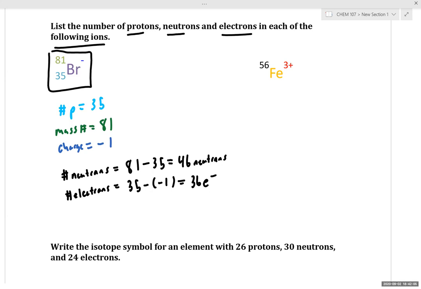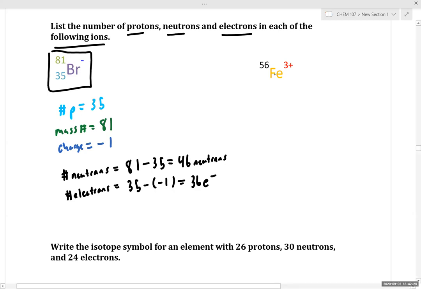I have a question. Whenever there's just a negative and no number on there, it's automatically a -1? Yes. In general, we don't write the number 1 or 0 in isotope notation to avoid redundancy. So if you just see a negative sign, that's implying a charge of -1. Got it. Thank you.